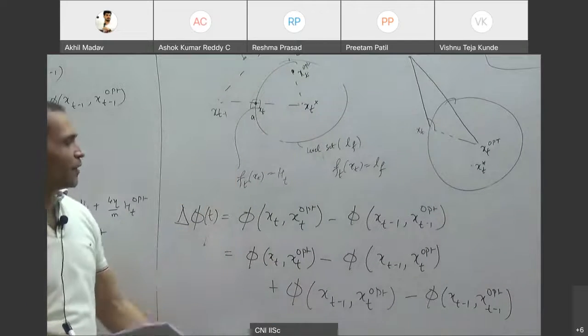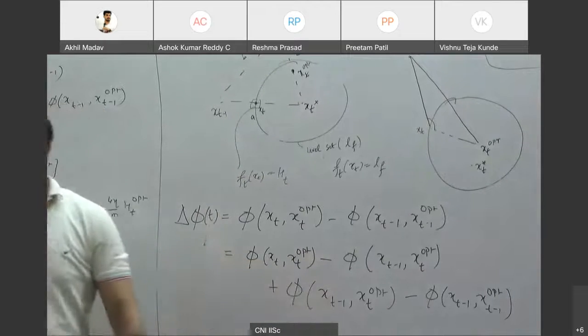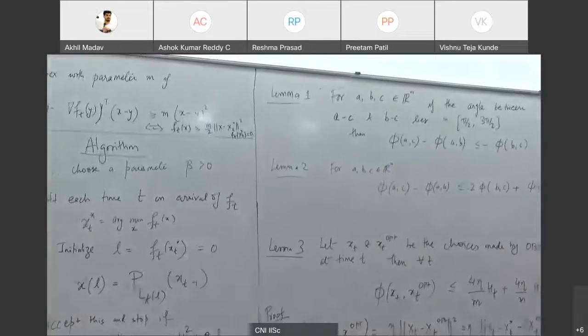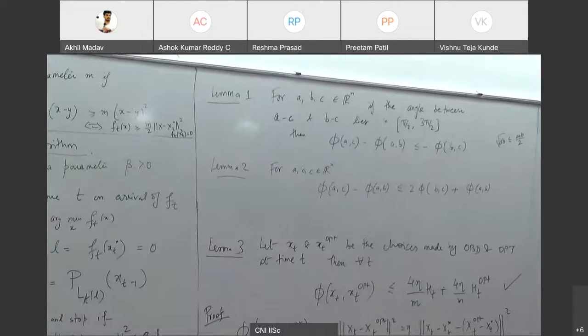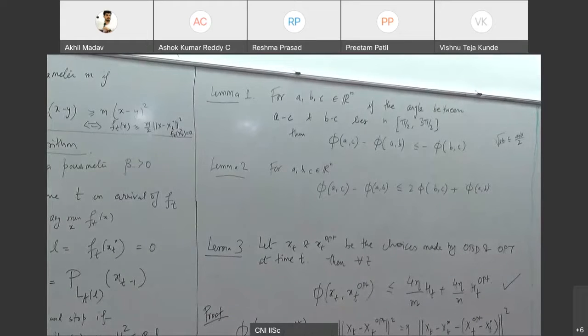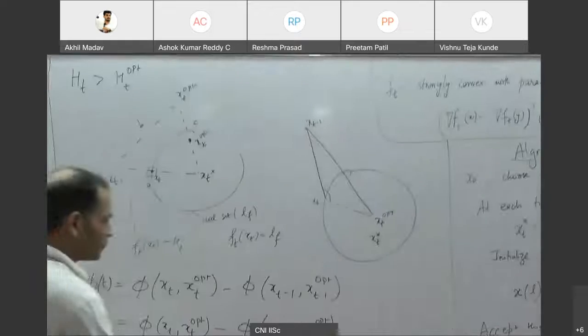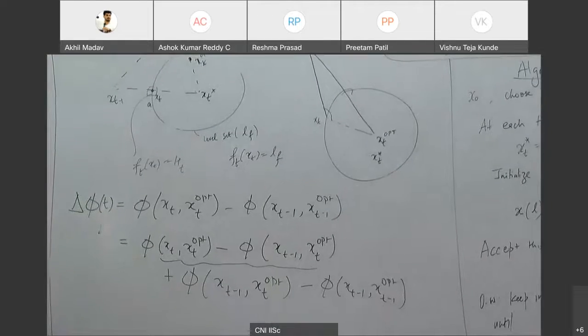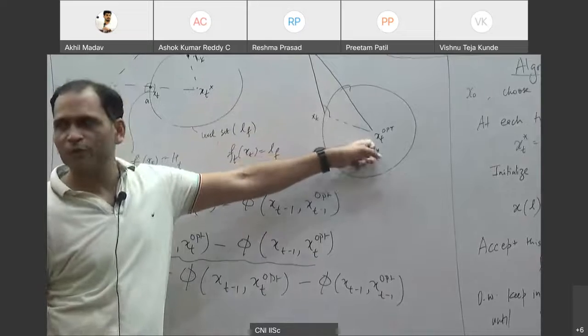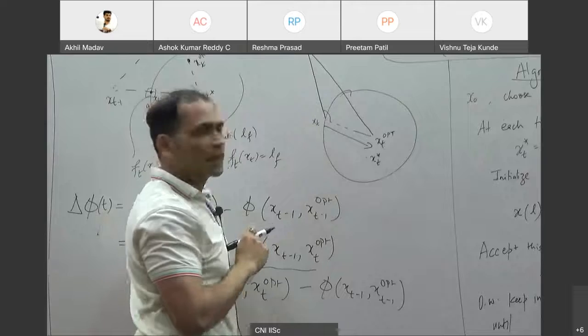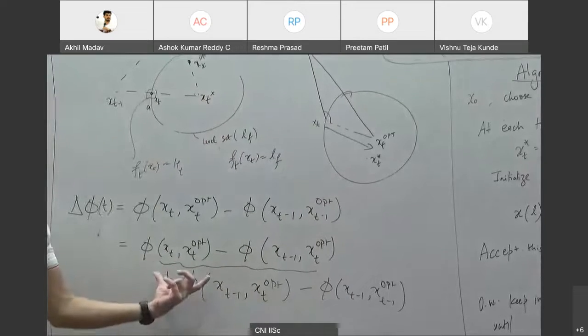So now look at lemma 1 and lemma 2 and tell me which ones I can apply which lemma on. I want to apply both of them on the two differences. For the first lemma, an obtuse angle was required, so it should already tell you that this should be applicable to the first term. The first two terms difference is this. Because I have some relationship between xt, xt minus 1, and xt opt. This vector, xt opt minus xt, is making an obtuse angle with xt and xt minus 1. Those are exactly the quantities I am interested in.